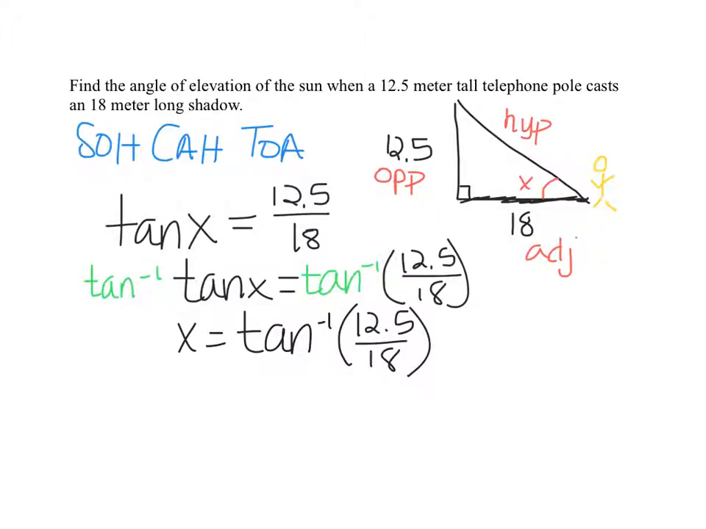So I'm going to go ahead and type that in my calculator, just like before. Make sure your calculator is still in degree mode. So 12.5 divided by 18, the tangent inverse of that gives me that x equals 34.8 if we round, and we found a degree. So that angle of elevation of the sun is 34.8 degrees.